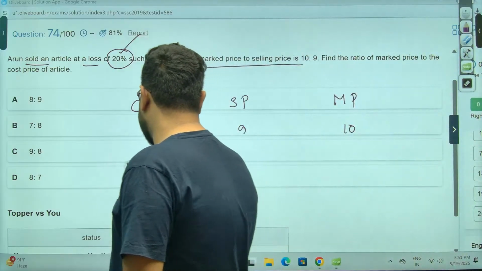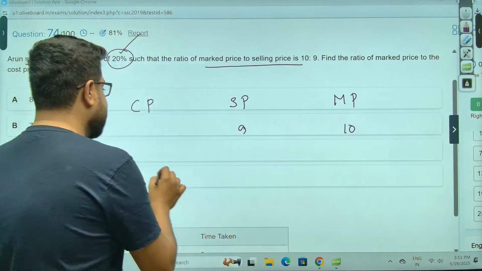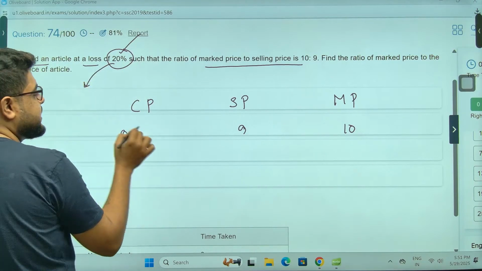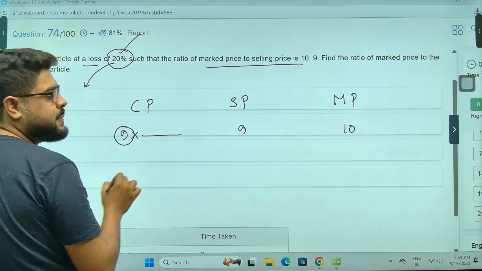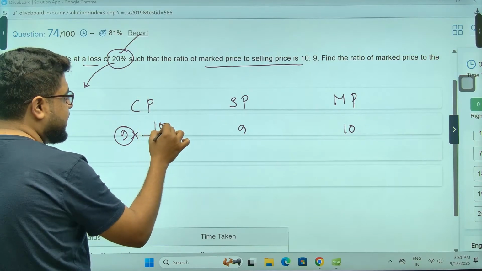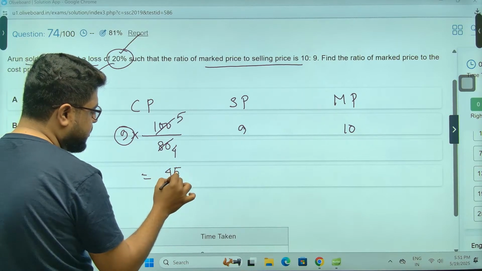We won't do all this. Let's use the modular method that I've taught you. Sir, SP is 9 rupees. 20% loss means this represents SP. SP is 80 here because of 20% loss. I need CP, so put 100 here. So this is 5 by 4. 5 nines are 45 by 4.